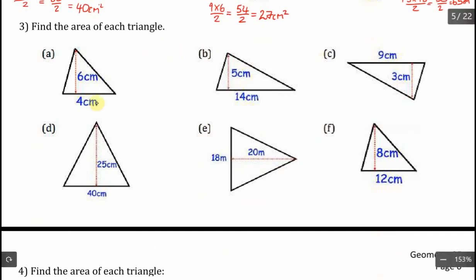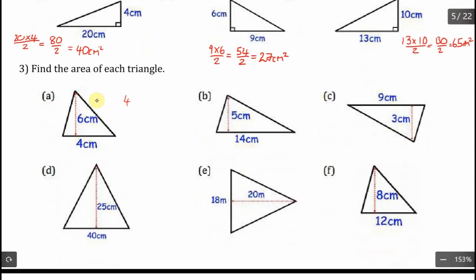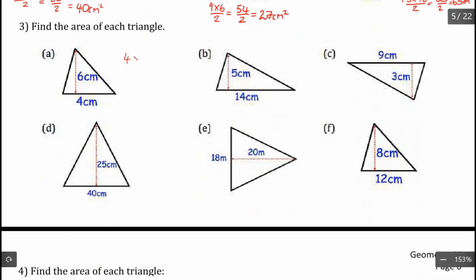So the base on this first triangle is 4. These are not right angle triangles like the ones above. It doesn't matter. The formula applies to all sorts of triangles, remember. The height is 6, and we're talking about the perpendicular height there. 4 times 6 is 24. Divided by 2 will give us 12 square centimetres.